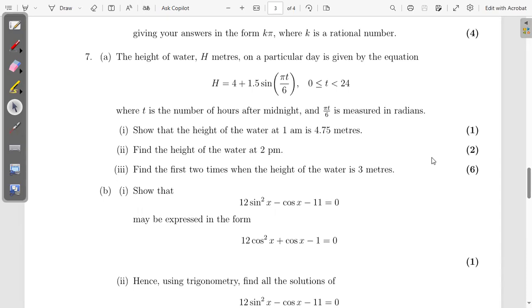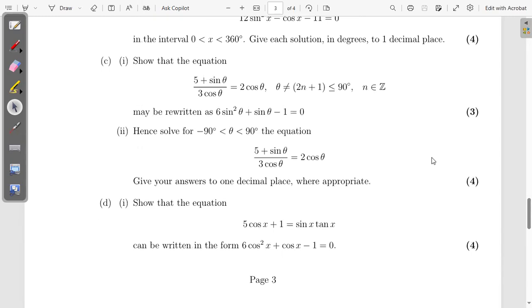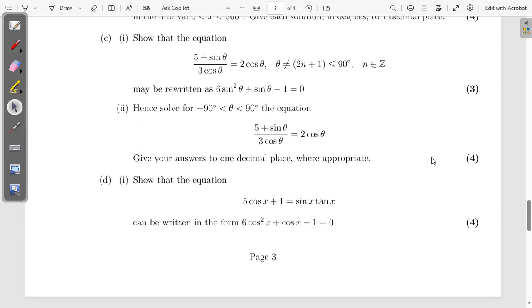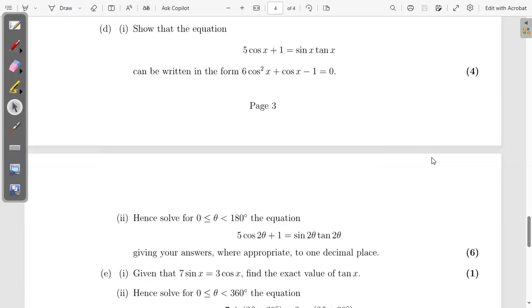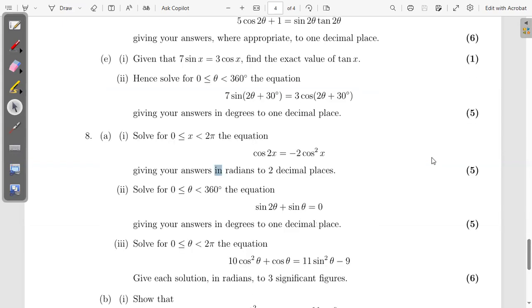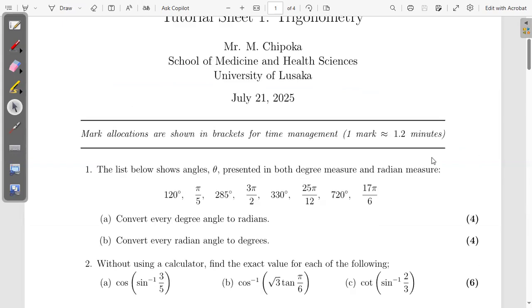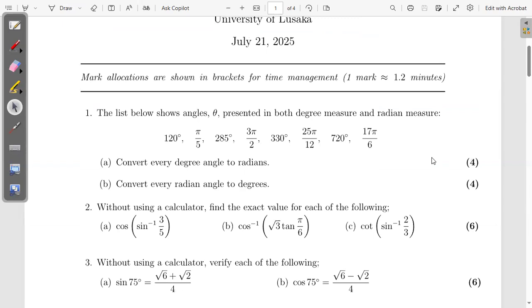I think they focus on sketching these trigonometric functions. Then we also have some equations that we have to solve. Trigonometric equations are very easy; we just have to take advantage of the use of identities. All the way up to question 9, we'll be proving identities like these ones here. I hope you'll be there when we prove all these. Otherwise, let's start from question 1, which is on conversions from radians to degrees and degrees to radians.